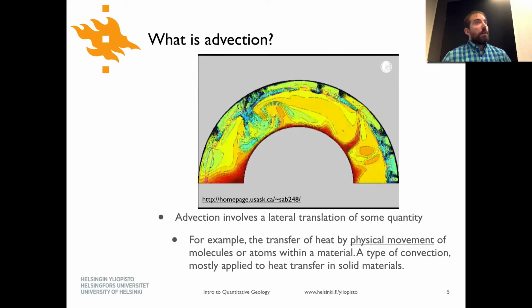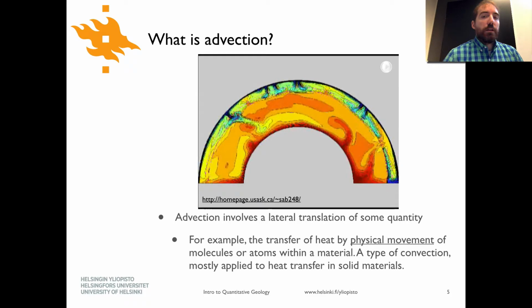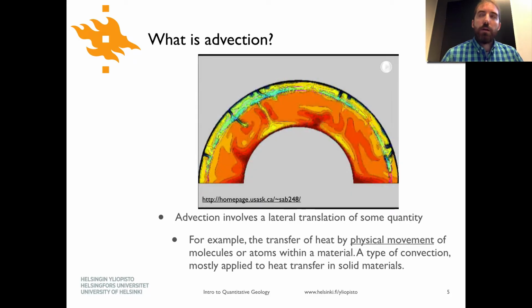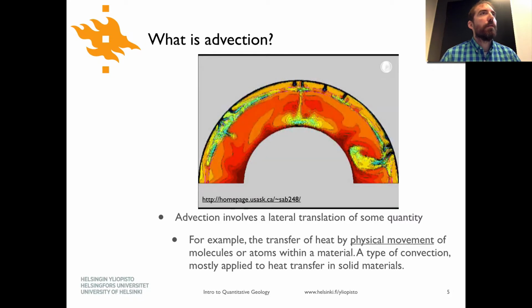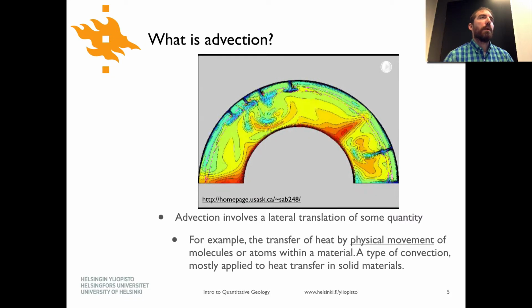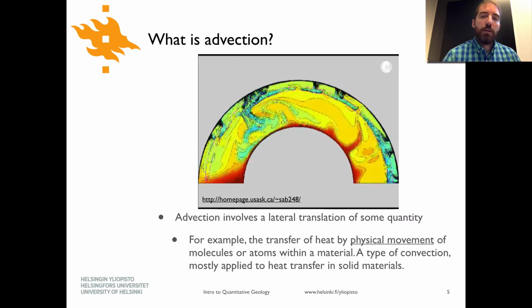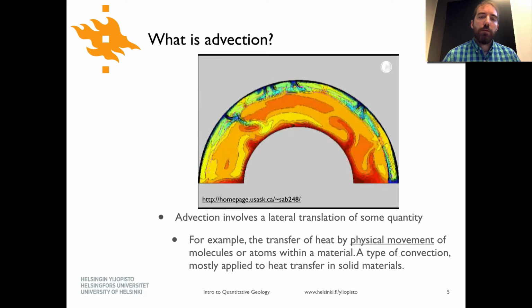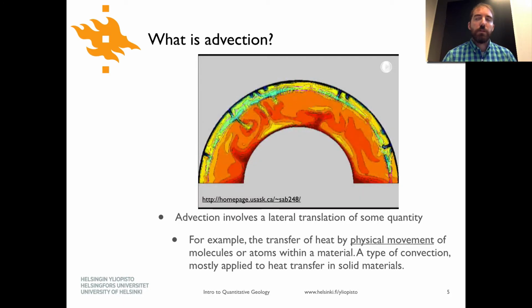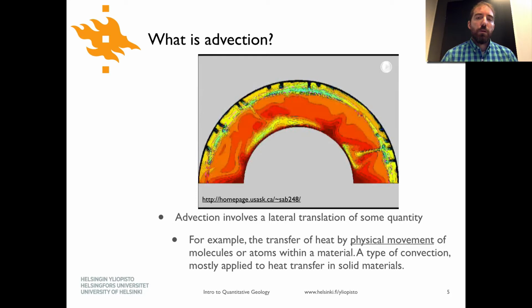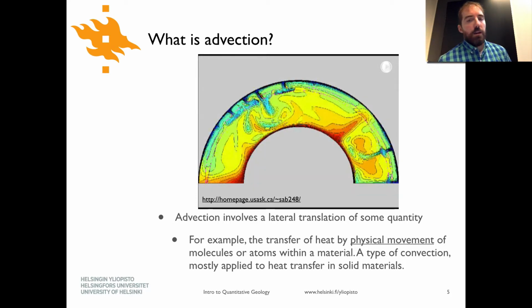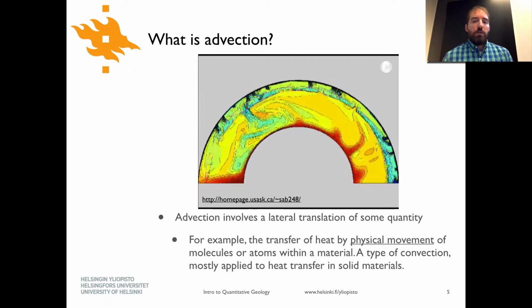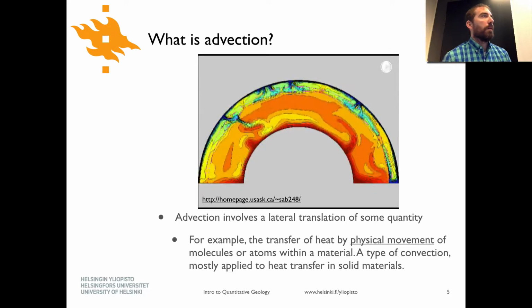And so we have to start by talking about what advection is, and it may or may not be a familiar term. If you've done anything in geophysics, you've probably heard advection before, or if you've taken any kind of heat transfer or geothermics course, you would have heard advection. But it basically refers to translation of some quantity.